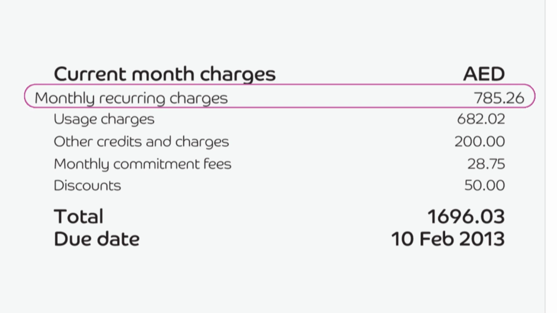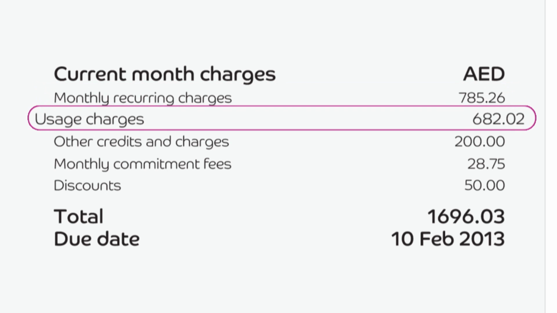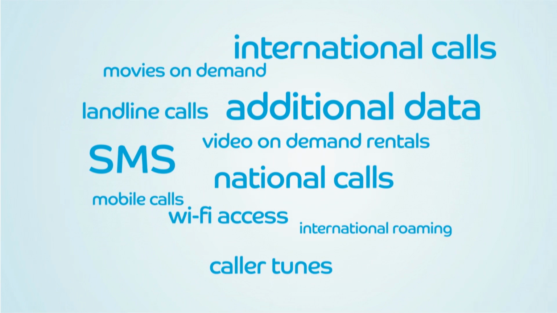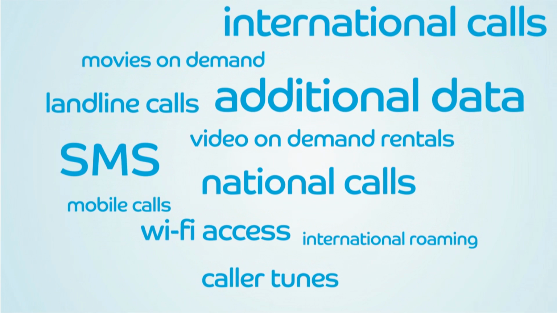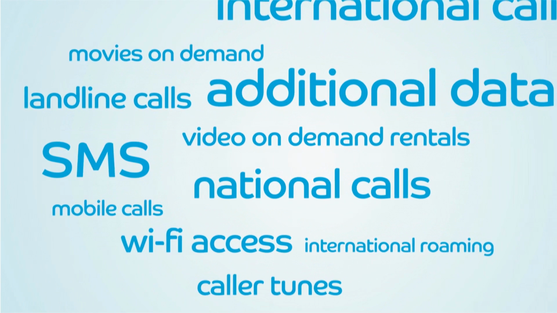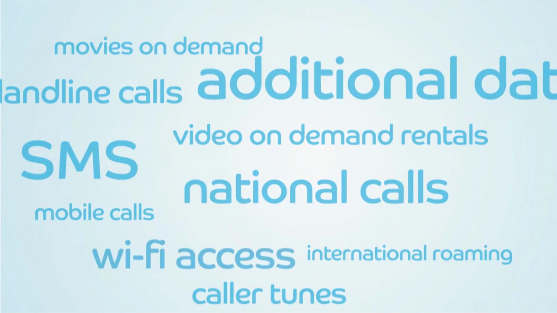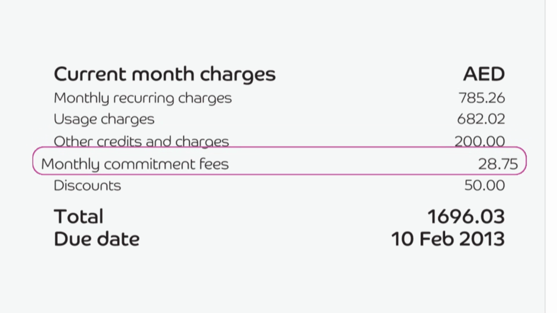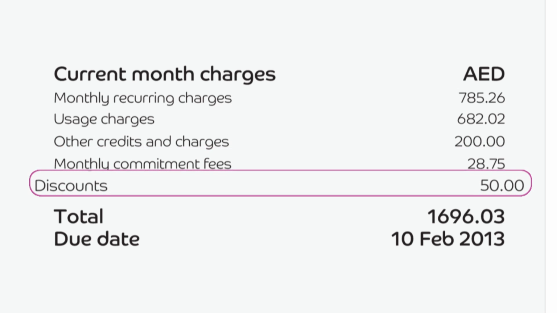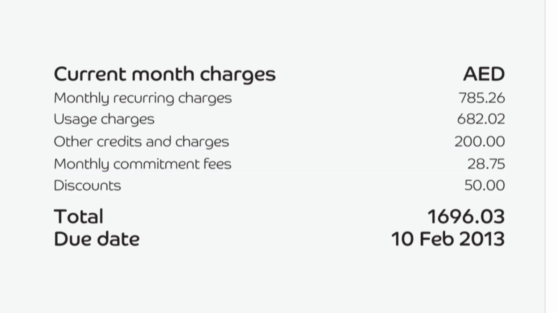First are your regular monthly subscriptions. Usage charges summarizes all the costs from things like landline calls, video on-demand rentals, mobile calls, SMS and caller tunes, anything not covered in your plan. Other credits and charges are things like activation fees for new services or refunded amounts for special offers. Monthly commitment fees are any amount due from commitments such as a special number or smartphone. And finally, any discounts if they have been applied to your account.